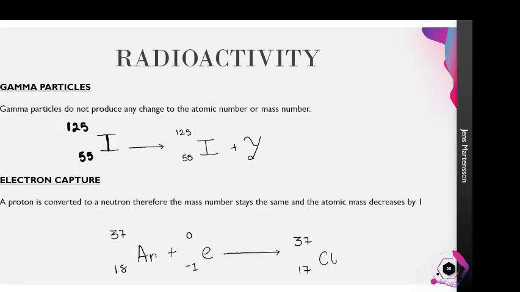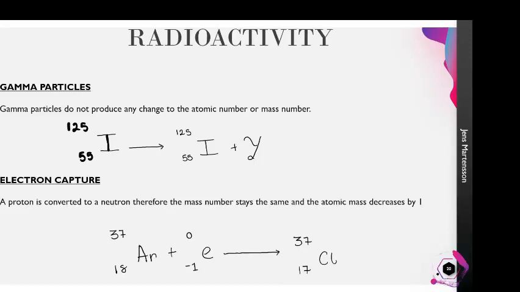Our next radiation type is gamma particles. Gamma particles do not change the mass number or the atomic number. They're just released. And here we have our example. We have iodine, which will be I, 125 and 55 at the beginning, and we say it's 125 and 55 at the end, with our gamma particle being released.